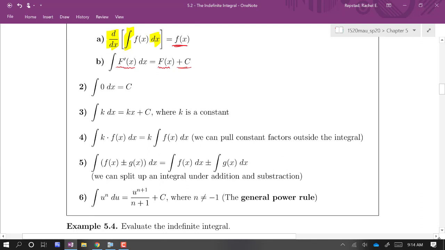Alright, these next rules just come from what we know about derivatives. The derivative of a constant is 0, so that means that the integral of 0 is a constant. The derivative of a linear function is just the slope k here. I'm looking at rule number 3. That means that the integral of k is k times x plus a constant.